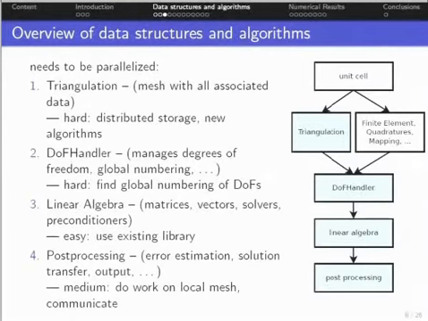That's the mesh with all the associated data. That is hard to do. You need to distribute the mesh. You want to do adaptive refinement. You want to rebalance stuff, and so on and so on.